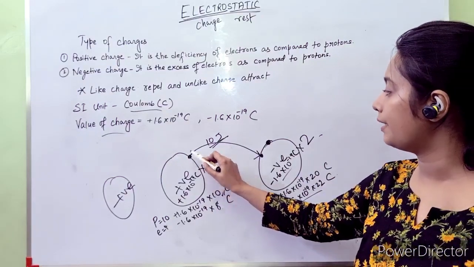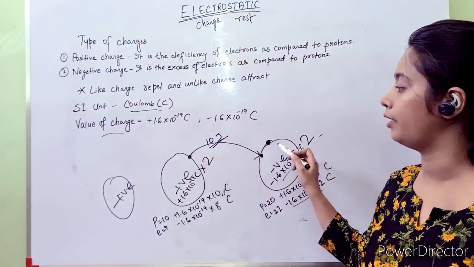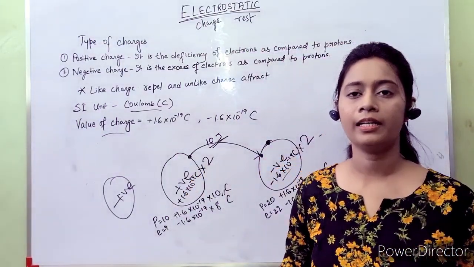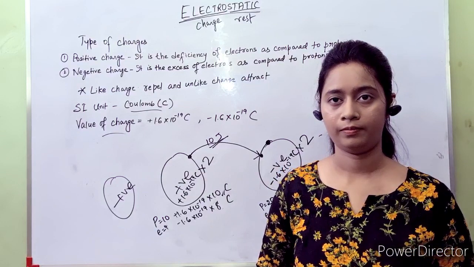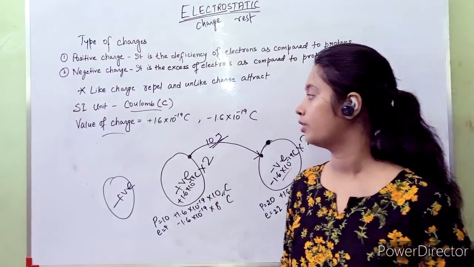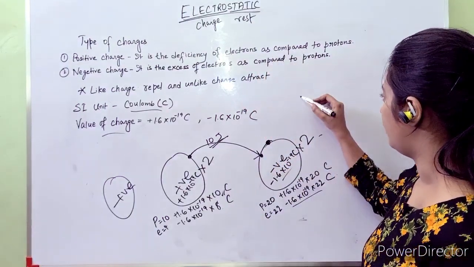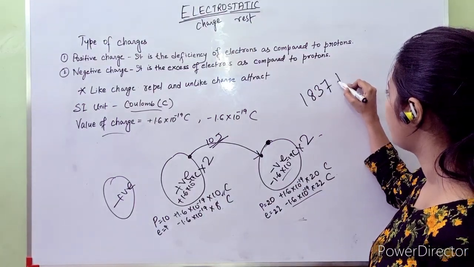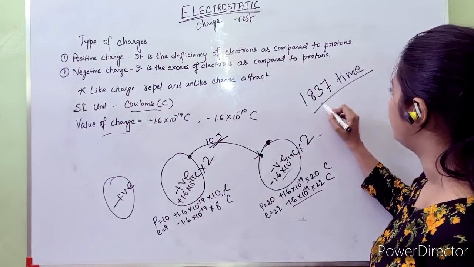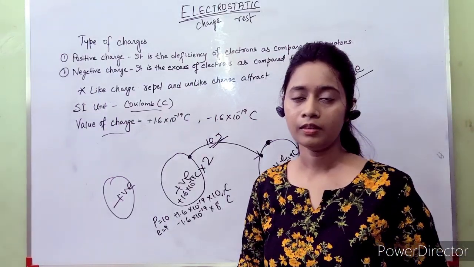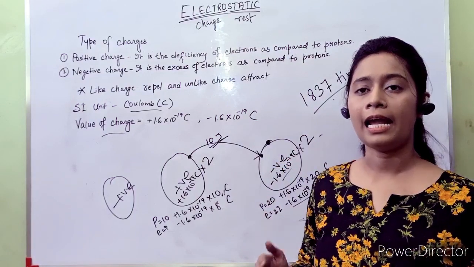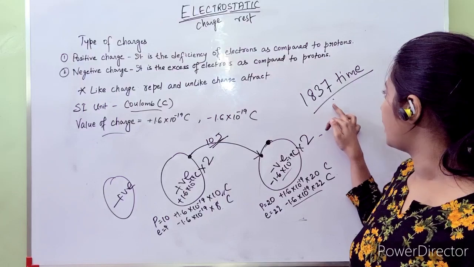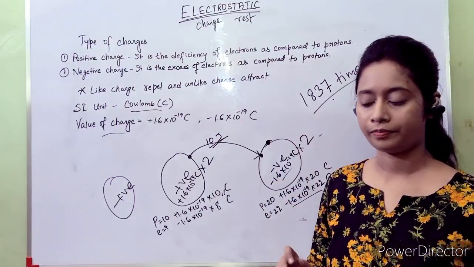Here only the electrons are jumping from here to there. The protons are fixed. Why only electron is responsible for electrification? Why not proton? Because a proton is 1837 times heavier than electron. So transferring electron is easier than transferring a single proton.